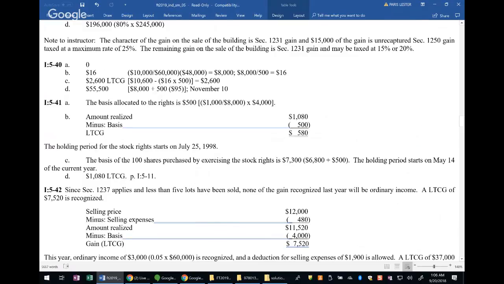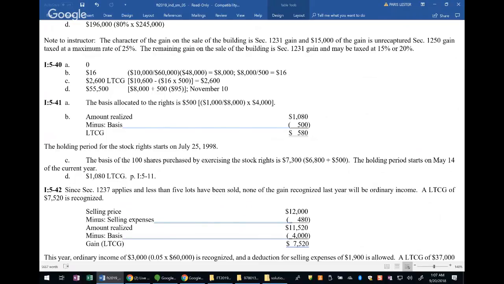And in part D, I don't know what it was, but it looks like you had a sale again. What was part D? She does not elect to allocate basis to the stock rights, determine the amount and character of the gain if she sells the stock for 1,080. Well, if they have a zero basis, then you have a $1,080 gain, don't you?